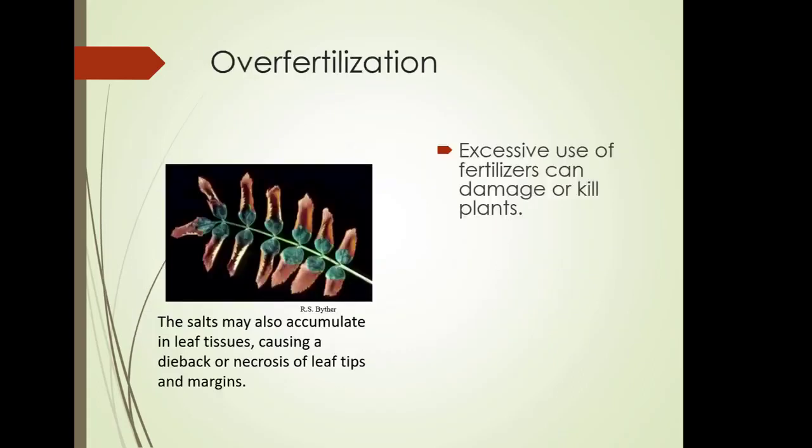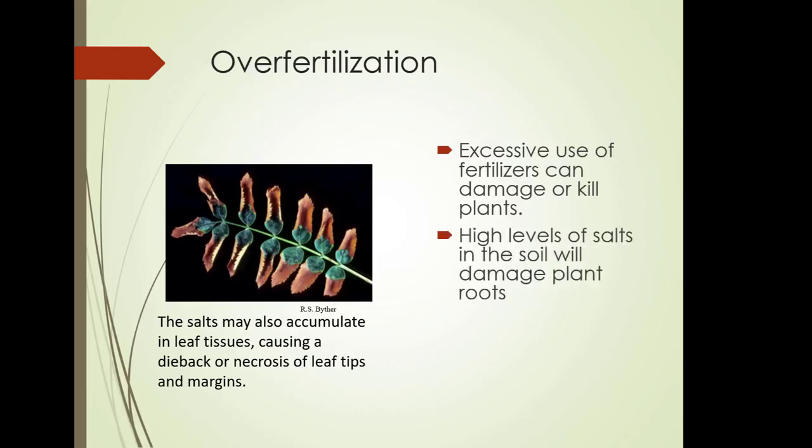So you want to be careful about over-fertilization. Excessive use of fertilizers can kill plants, damage them as well. High levels of salt will damage the plant roots, and that will result in reduced water uptake, but it also causes salts to accumulate on leaf tissues, and you're going to see this dieback or necrosis of leaf margins. And you can see that this is totally an abiotic problem. It's really uniform in damage.